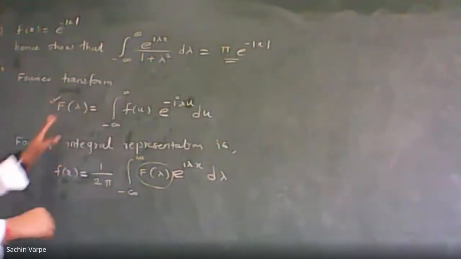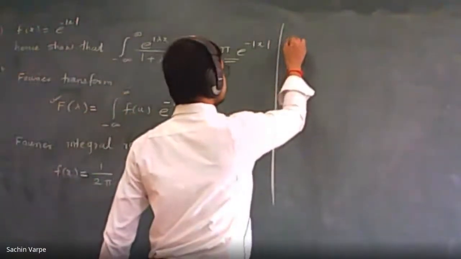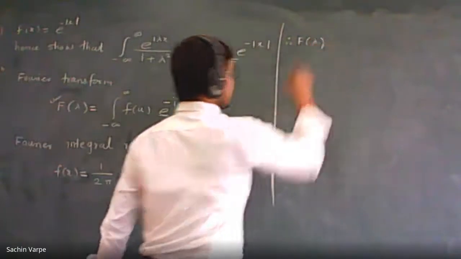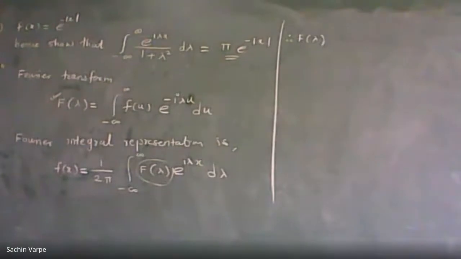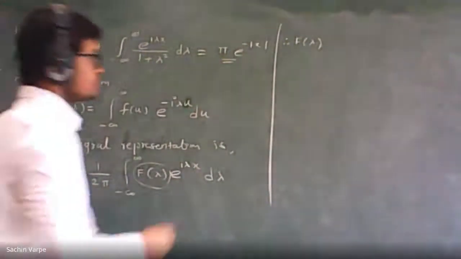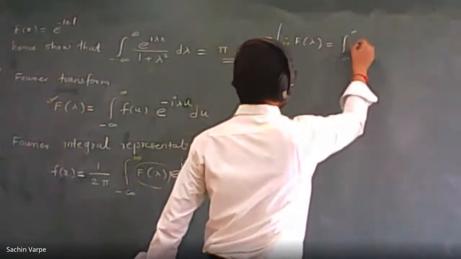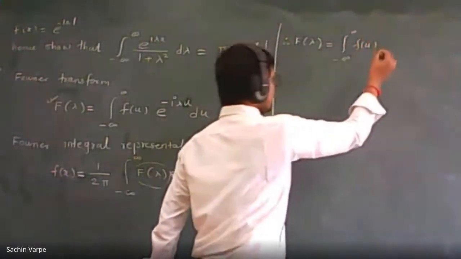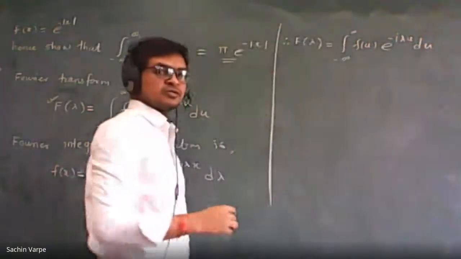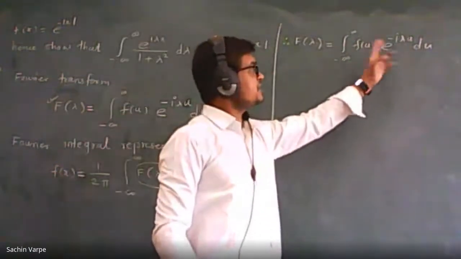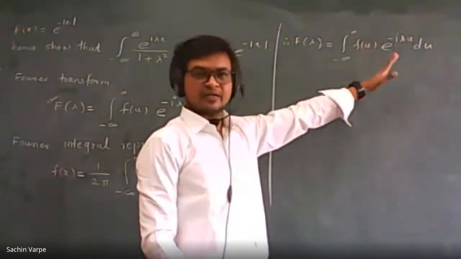We have written the formula, so substitute the function there. So therefore, I hope the board is visible. F of lambda is equal to, is this visible? Yes, sir. F of lambda is equal to the integral from minus infinity to infinity, f of u, let me write the formula again, f of u e raised to minus i lambda u du. So should I change the variable of integration here? Yes, I can change, isn't it? Because as it is a definite integral, I can change u to any variable, isn't it?